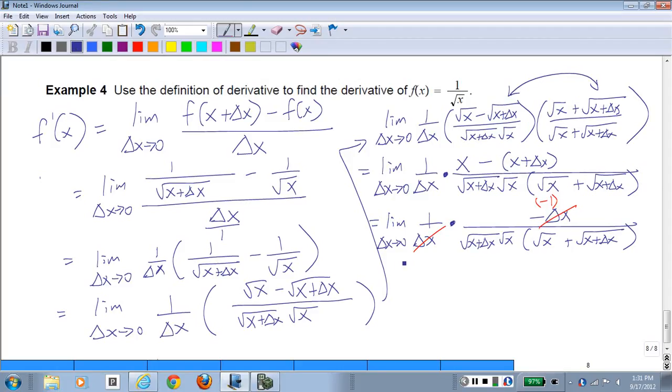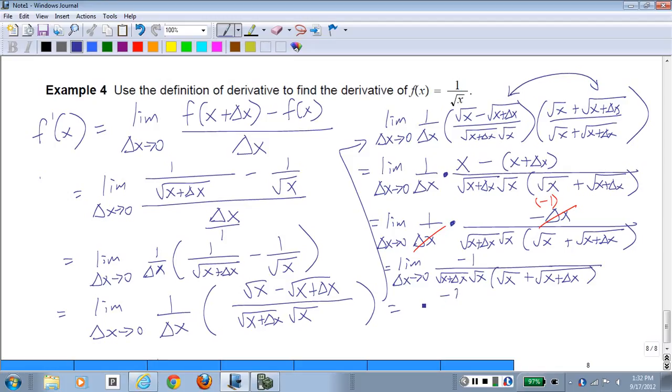So we have now the limit as delta x approaches 0 of negative 1 over the square root of x plus delta x times the square root of x times that quantity, square root of x plus the square root of x plus delta x. Finally, we can evaluate this by direct substitution. Substitute 0 for delta x in each of the places where we see delta x, and delta x is no longer a factor of the denominator, so it's no longer driving the denominator towards 0.